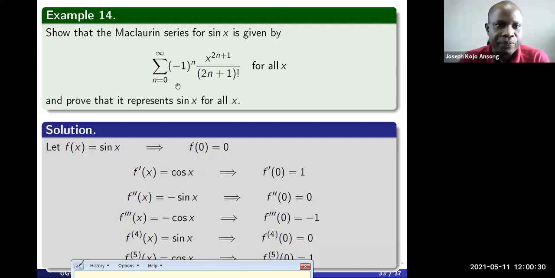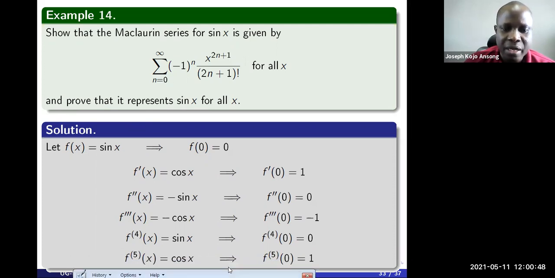So the first part says, show that the Maclaurin series for sine x is given by this for all x, and prove, this proof part is what we just discussed, prove that it represents sine x for all x. Okay, so this showing part is not different from what I did for cosine of x. We've shown that, so you can do that. Find the Maclaurin series for this. So basically, you need to find the derivatives. You need to find f at 0, f prime at 0, f double prime at 0.